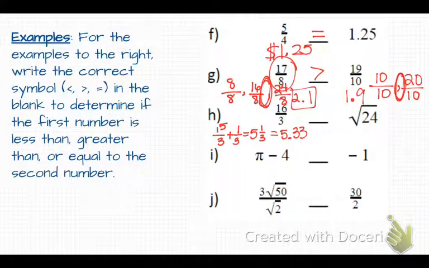Okay, and what about the square root of 24? That is between 16 and 25. The square root of 25 is 5. So 24 would be below 5. So the square root of 24 is less than 5. So what number is greater? 16 over 3. Are we okay so far? You understand the logic for this one? Okay. What about pi minus 4 and negative 1?